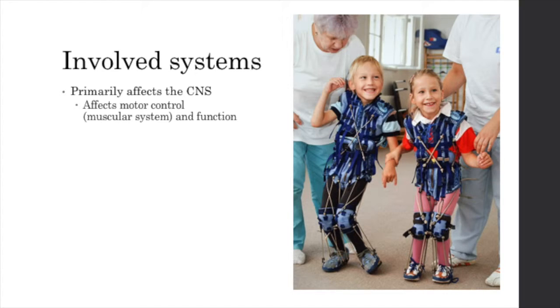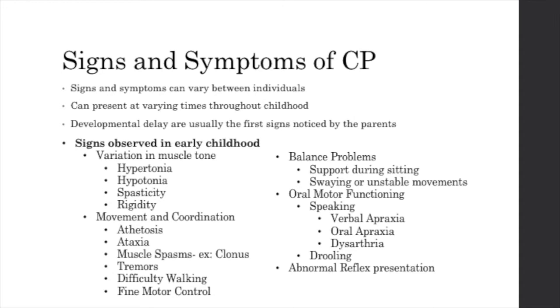CP affects the part of the brain that specifically controls motor function. Therefore, the systems involved are the central nervous system and the muscular system. Signs and symptoms of CP can vary greatly from type to type and individual to individual. They can be presented at varying times, but most commonly are seen in infancy and early childhood.